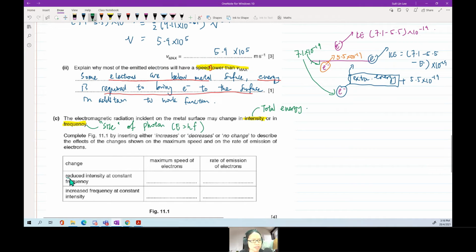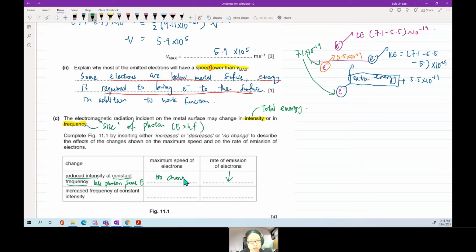So if we reduce intensity at constant frequency, this means our total energy is less, but the size of the photon is the same. So this one means fewer photons, but same energy. If we have fewer photons, we will have fewer electrons, so this one will decrease. You don't have that many photons. So maybe instead of giving you 2 photons per second, I only give you 1. So one of these electrons won't have any energy. Sad. But the maximum speed is no change.